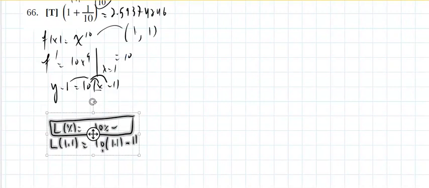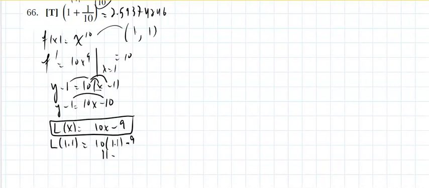So y minus 1 equal 10x minus 10. When you add 1 to both sides, that becomes a 9. There we go. And this will be 11 minus 9, which is 2. So this is accurate to 1 decimal place.